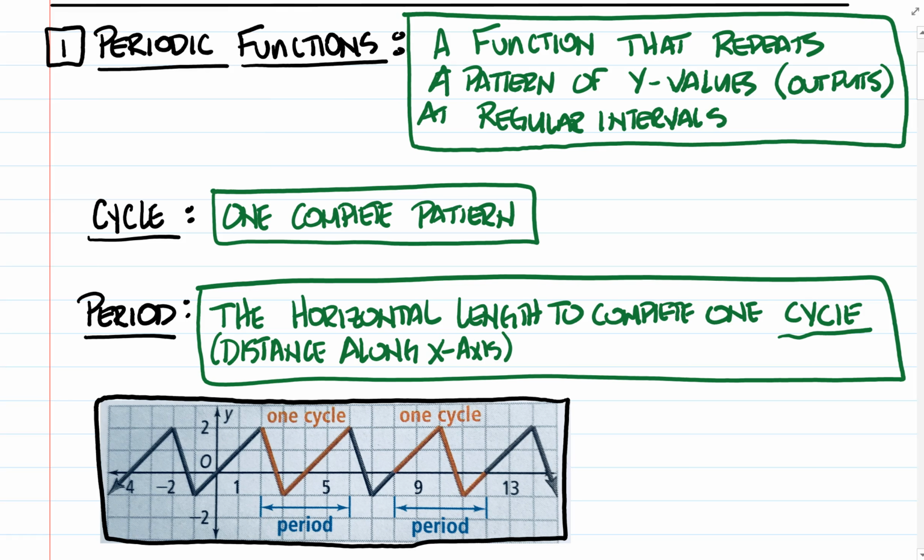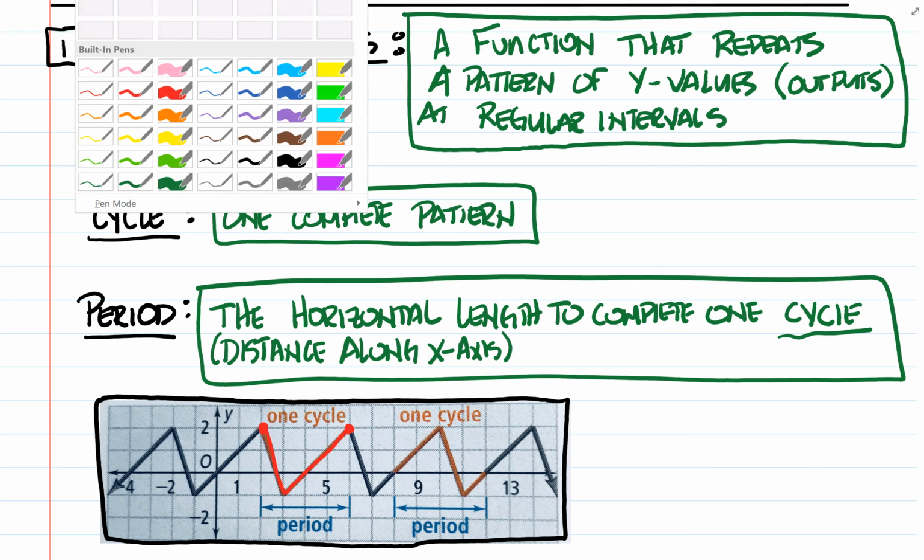So you can see that this right here that I'm highlighting in red, this is a periodic function. Why? Because it repeats patterns of y values at regular intervals. Okay, so it has to be repeating the y values. A cycle could be here. This could be one. If I start here, I would go down and then go back up, and I'd get back to a starting point. So that is considered one cycle.